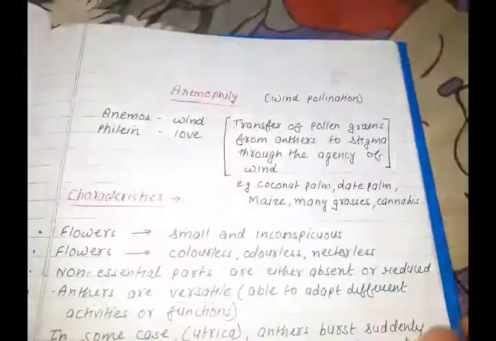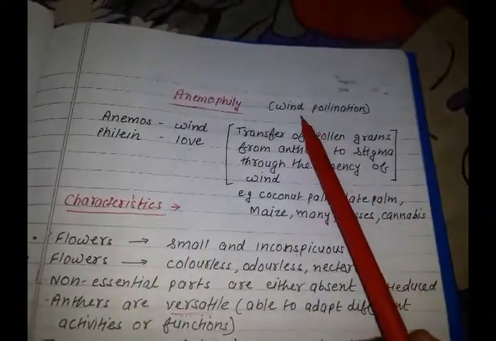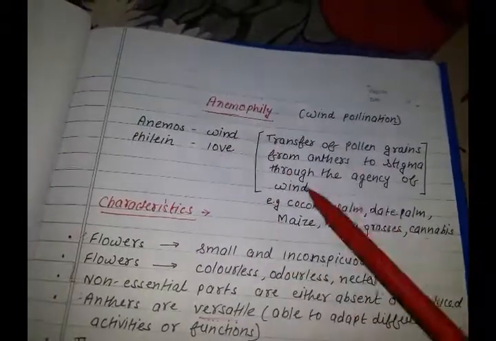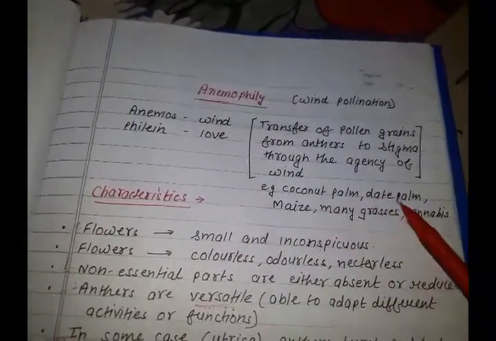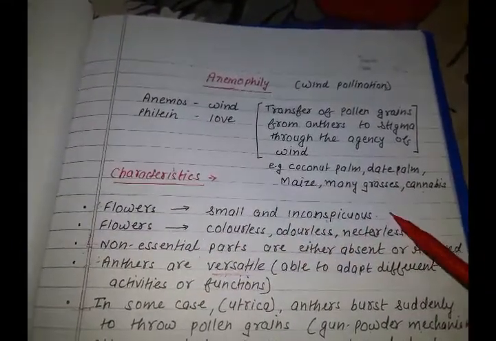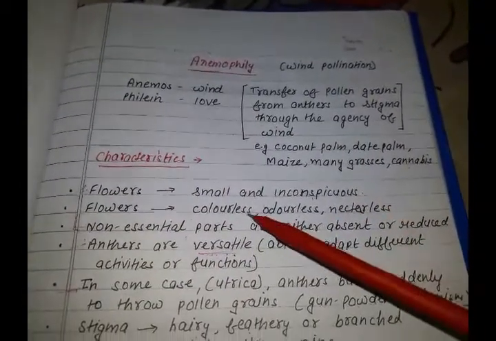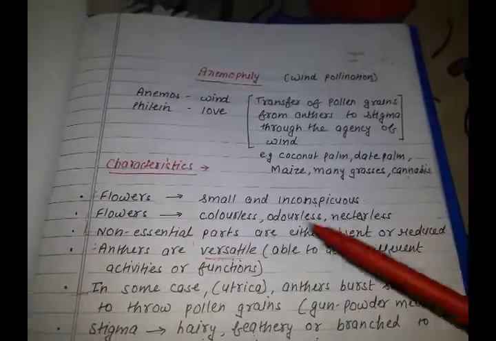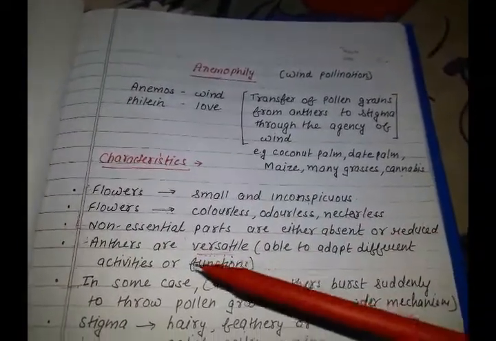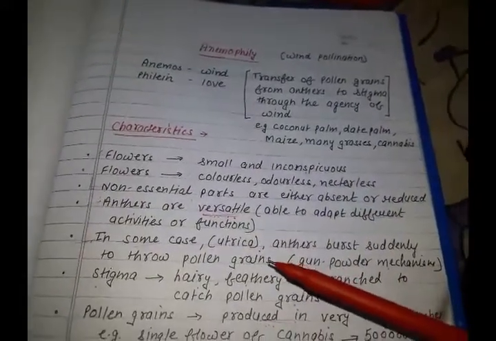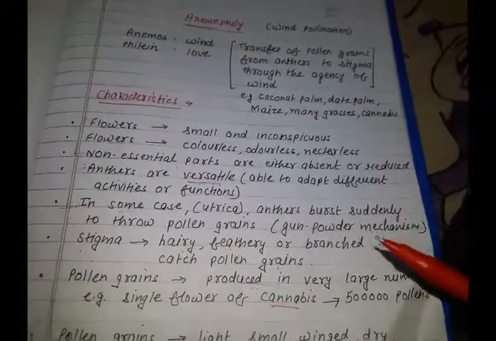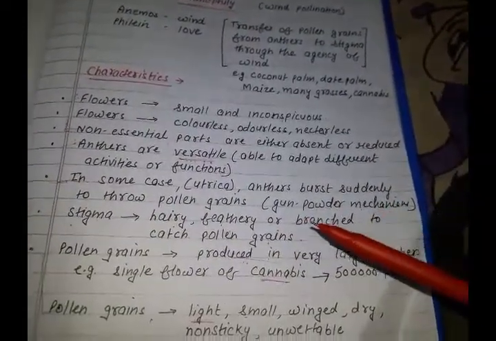Fine. So let's revise. Pollination through wind is called anemophily, and it is very much common in many grasses, cannabis, coconut palm, date palm, maize, etc. Flowers are very small and inconspicuous, means which we cannot notice. They are colorless, odorless, nectarless. Non-essential parts, calyx and corolla, are either absent or reduced. Anthers are versatile. In some cases, anther bursts suddenly to throw the pollen grains. What about stigma? It is feathery so that it can catch the pollen grains.